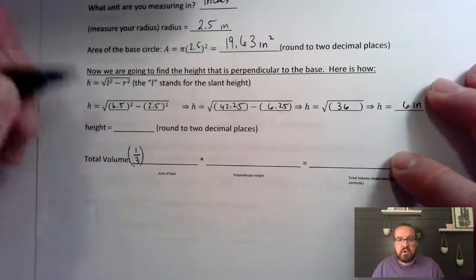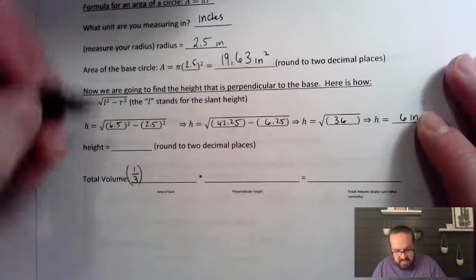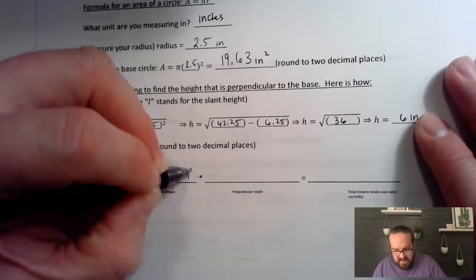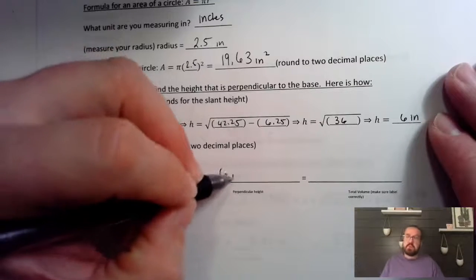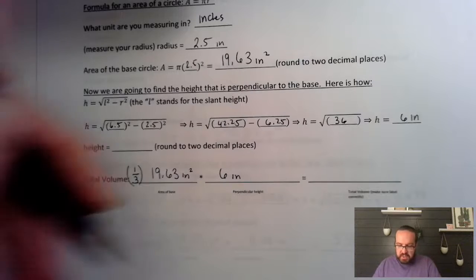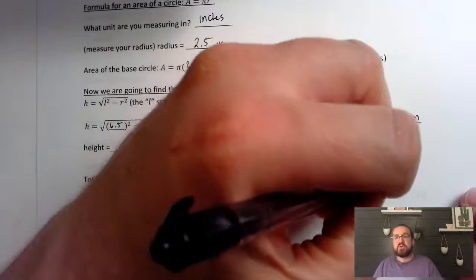There's my 1/3. I'll make sure that I include that on your paper. I have my area of a base. I have my height. I'm going to multiply those three numbers just the way that I do it. It looks like I'm starting out on the right-hand side. 6 times 19.63 hundredths. And again, multiply it times 1/3, or divided by 3, 39.26 inches to the 3rd power.